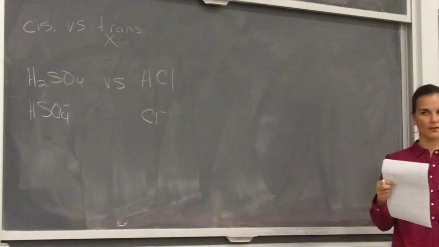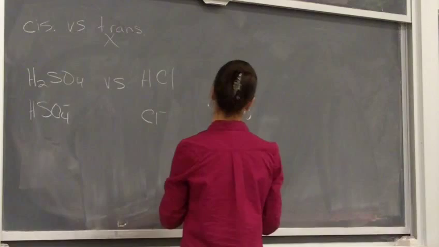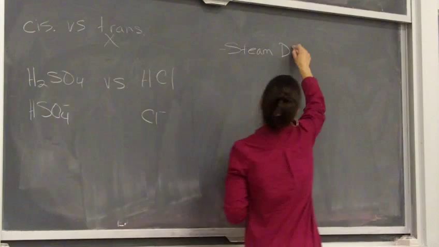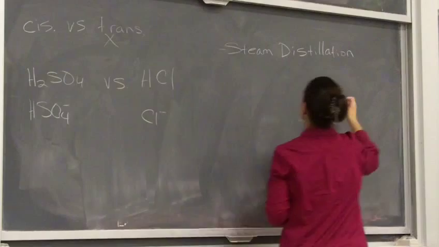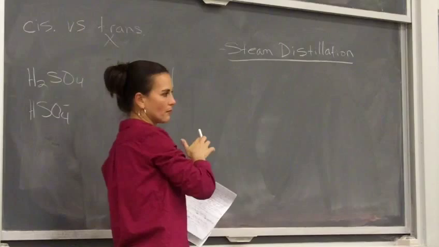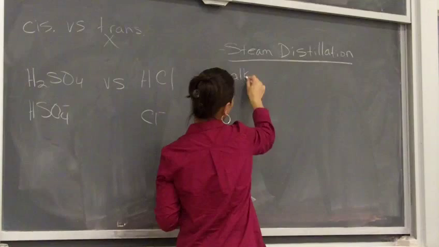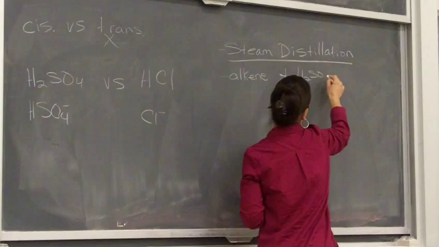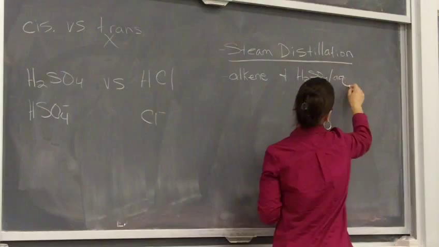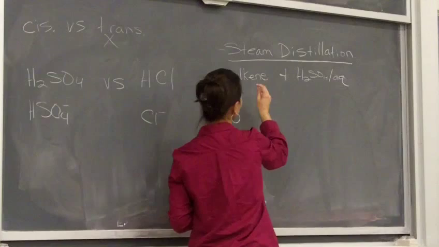Now, with the steam distillation, you're basically co-distilling our product and the acidic water that is coming over, okay? So you're going to have alkene product and also our aqueous sulfuric acid coming over at the same time in the distillation, all right? You're setting up, it's a simple distillation.